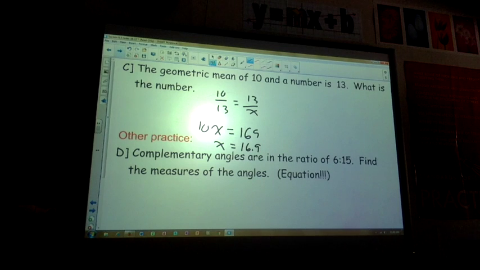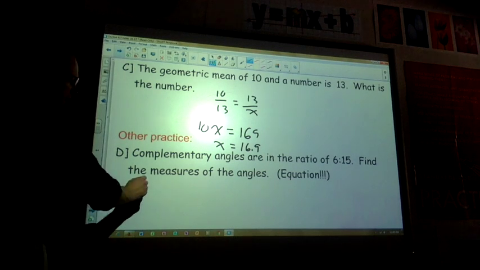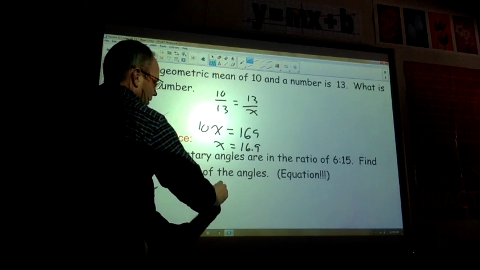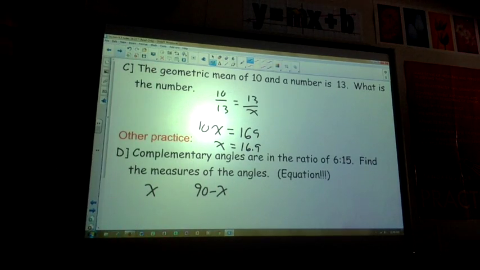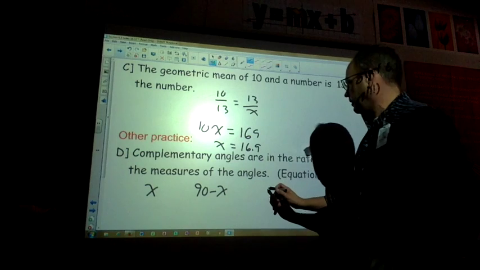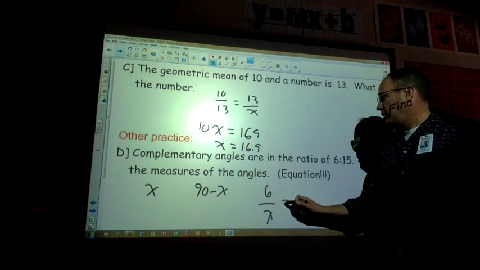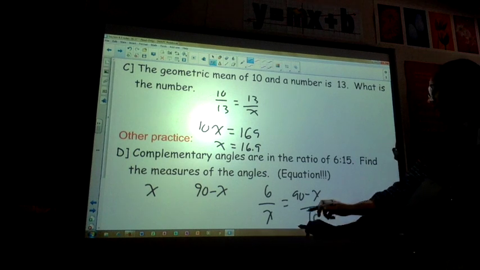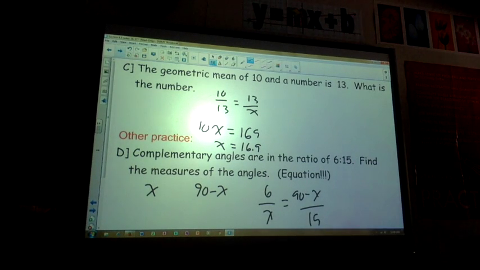Complementary angles are in the ratio of 6 to 15. Find the measures of the angles, make the equation. So if I have an angle of x, what's the complement of it? 90 minus x. So 6 to 15, so you have 6 to x equals 90 minus x to 15. Cross multiply and solve. So you'll wind up with 90 equals 90x minus x squared.